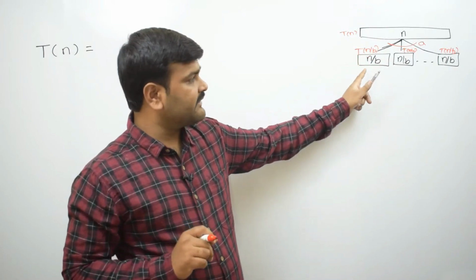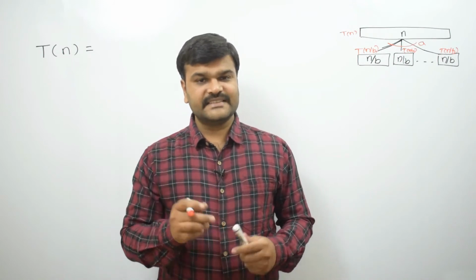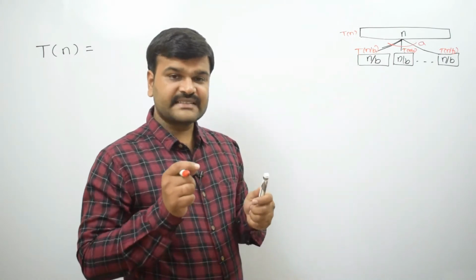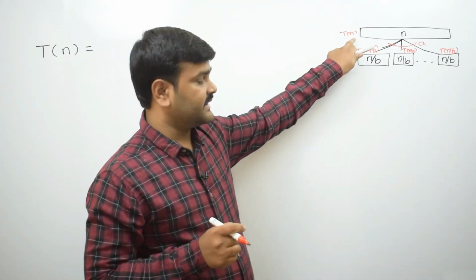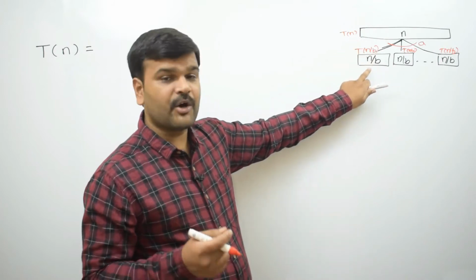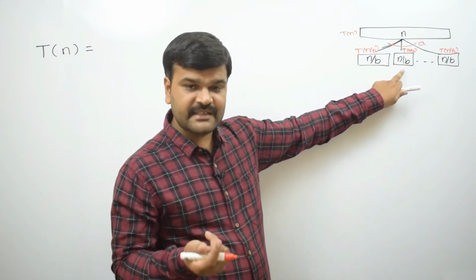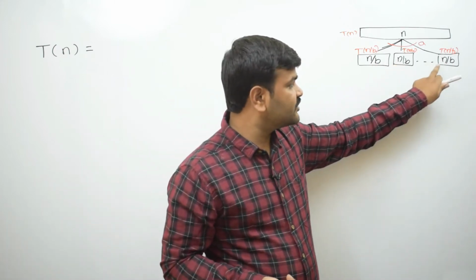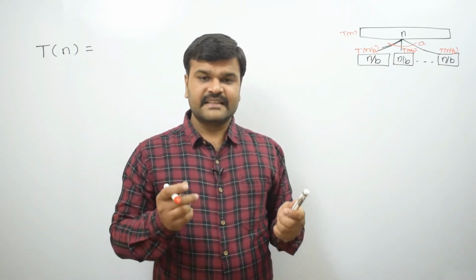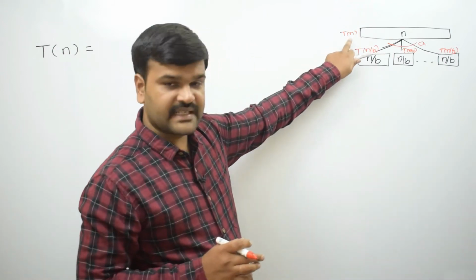That main problem is divided into a subproblems, and each subproblem size is n by b. So this is what happened. Now what is the time complexity for given T(n)? That means how much time this subproblem is taking, plus how much time the next subproblem is taking, and so on. That summation will become the total time complexity for this one, right?